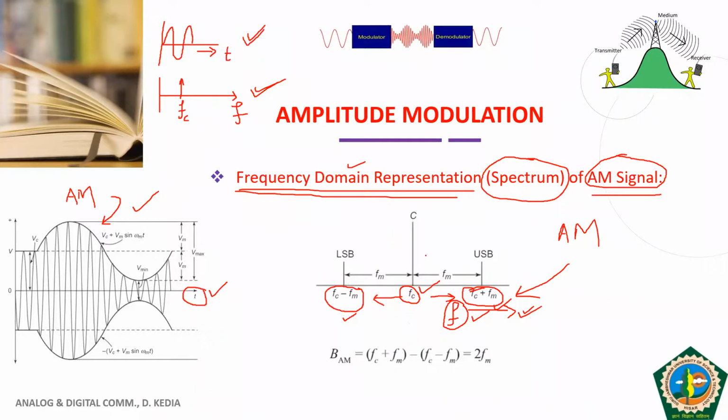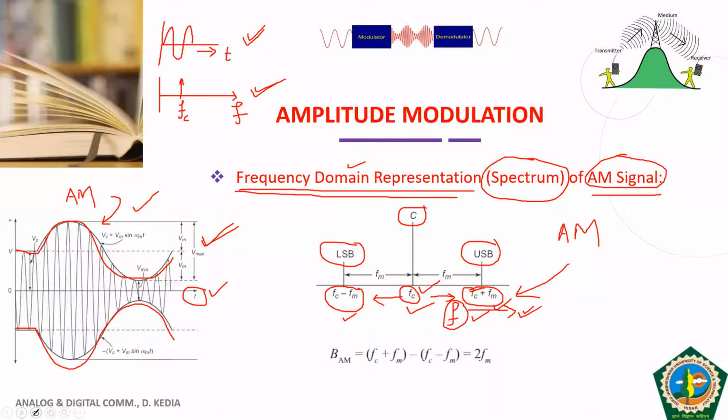Now what is FC? FC is the carrier frequency. FC plus FM means something has been added to the carrier frequency. We call this FC plus FM the USB, that is the upper side band. And FC minus FM, where FM is subtracted, we call it the lower side band. And this is the carrier. So my dear students, if you observe AM modulation in time domain, this is what we have observed: the envelope of the carrier has taken the shape of the modulating signal.